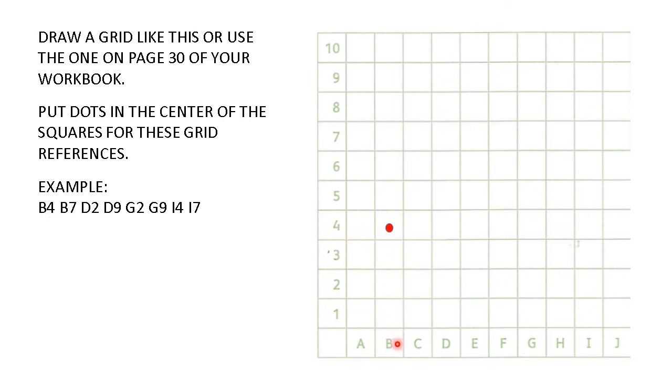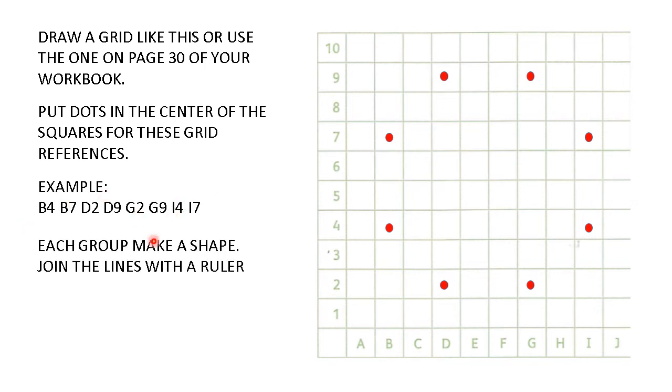So here we have B4. Then we have B7 and it goes here. D2 and it goes here. D9 is here. G2 is here. G9, I4, I7. This group of grid reference numbers and letters make a shape.